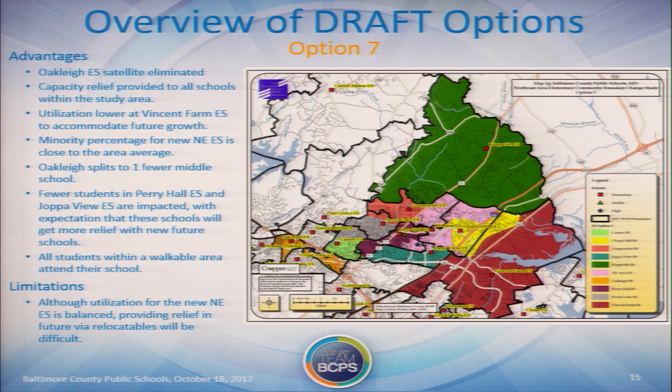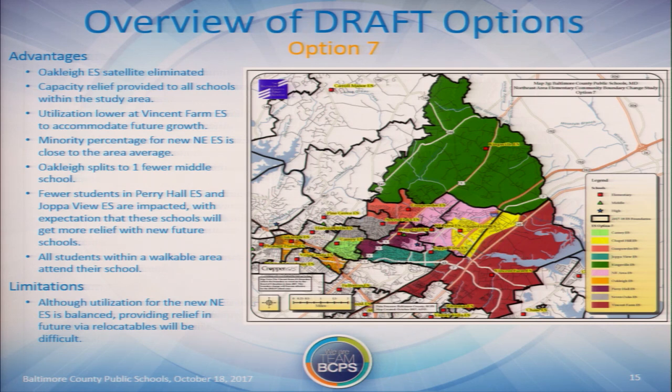The minority percentage for the new elementary school is close to the area average. Oakley does split to one fewer middle school. Fewer students in Joppa View and Perry Hall are impacted, for the reasons that I had mentioned earlier. And then all the students within a walkable area attend their school.